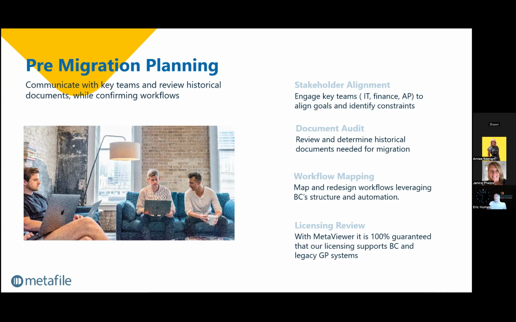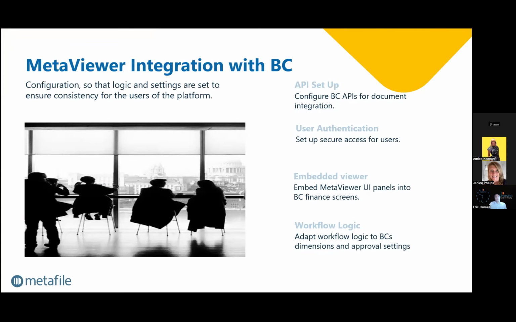And the best part about the licensing review, if you're using MetaViewer, there's a 100% guarantee that there'll be no issues when it comes to moving to BC from any legacy GP system. So once you have the pre-migration done, you then want to install MetaViewer integration with BC. You want to have those APIs set up. You want to have your user authentication prepared, and you want to make sure your workflow logic is aligned. The reason I say this is because you want to really ensure that we get MetaViewer up and running while we have GP still running, so that we keep everything fluid and consistent.